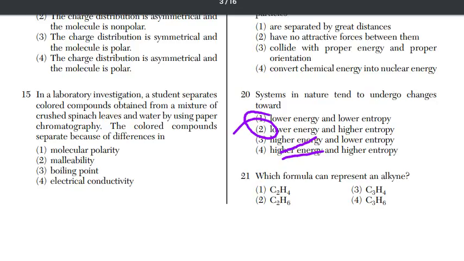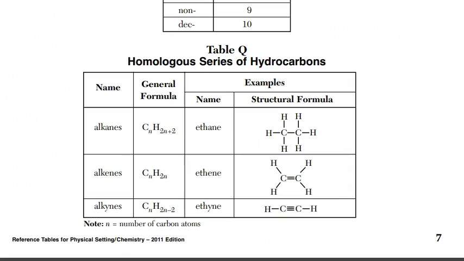Let's go to 21. Which formula can represent an alkyne? All right, so you see carbons and hydrogens. There is a reference table that can help you easily answer this question. So this is one of 3 organic chemistry reference tables. There's P, this is Q, and there's R. So we're looking for the word alkyne, and here it is. More importantly, we're going to use this formula and figure out which choice makes the most sense.